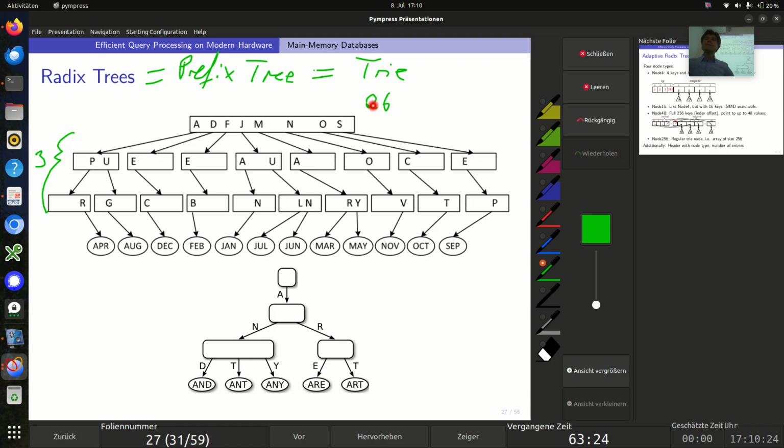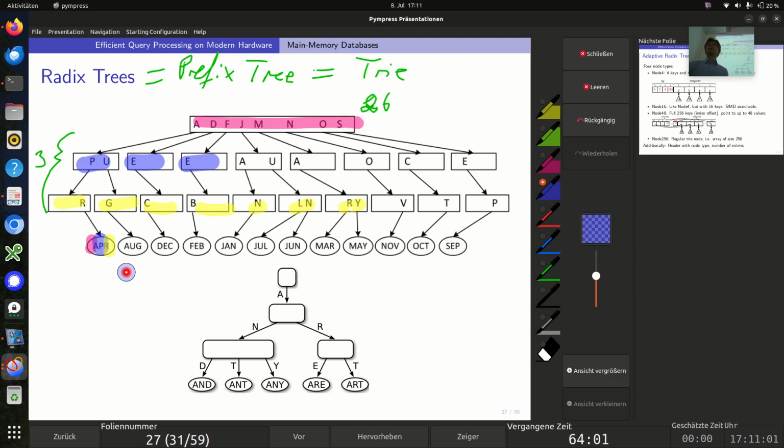And then we have split it up: the first character is here, the second, and the third here. Basically what we do is put in our key, for example April, and then we have a pointer here to P, to R, and we find our data.